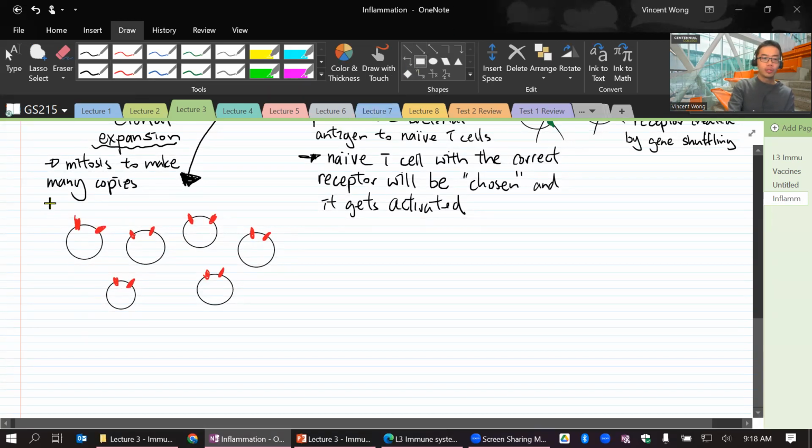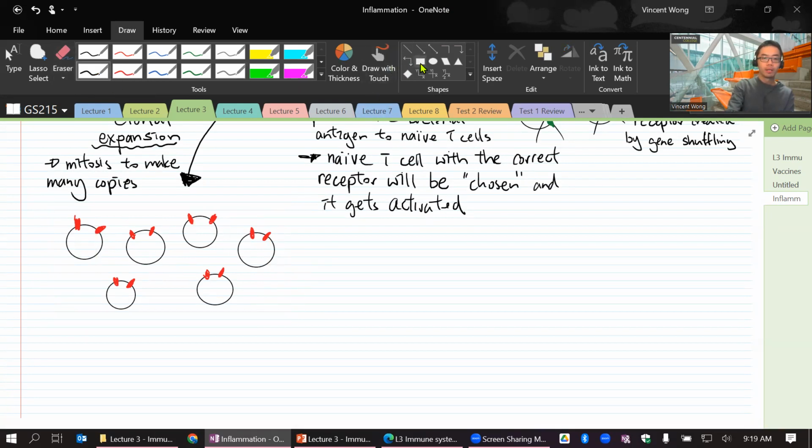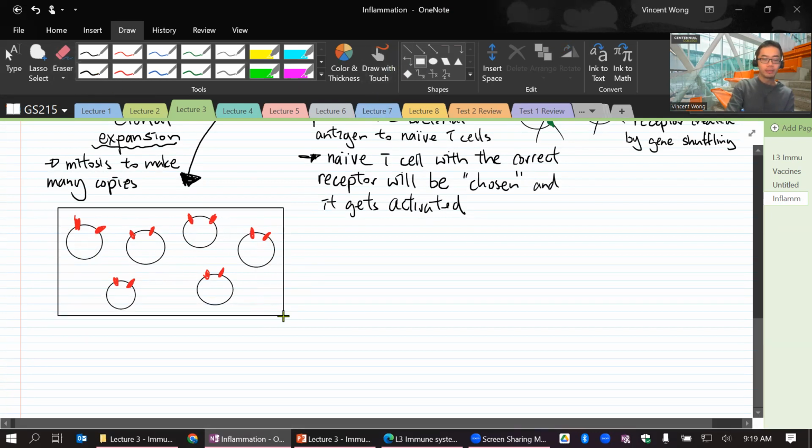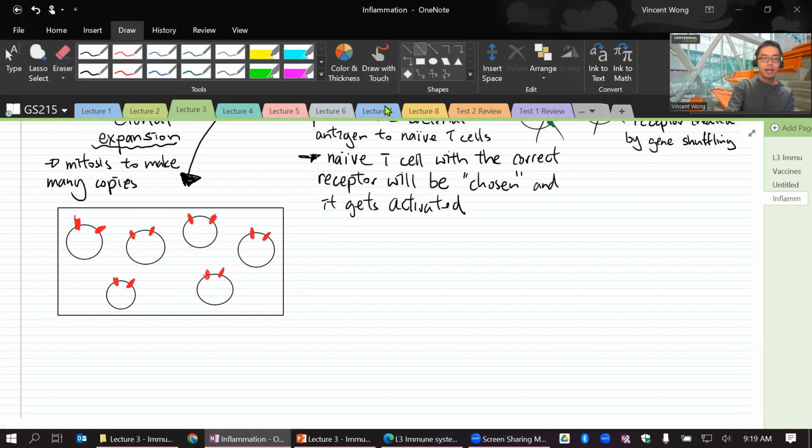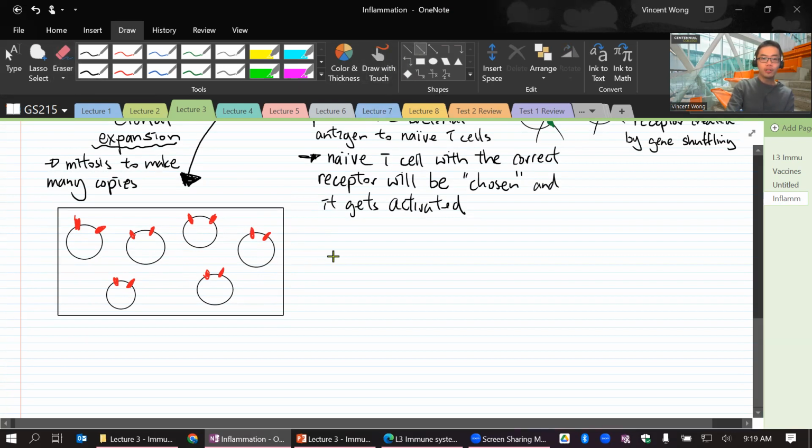And afterwards, you're gonna have a whole pool of these naive T cells, right? And they will differentiate into different specializations. Okay, so there are 4 different paths that they could go to.